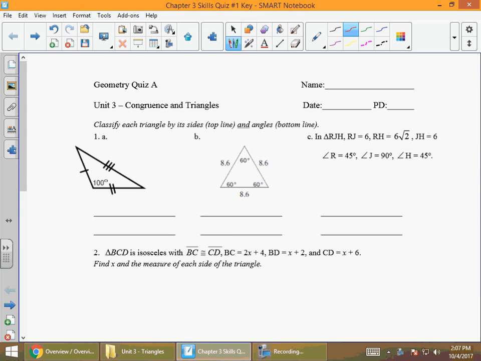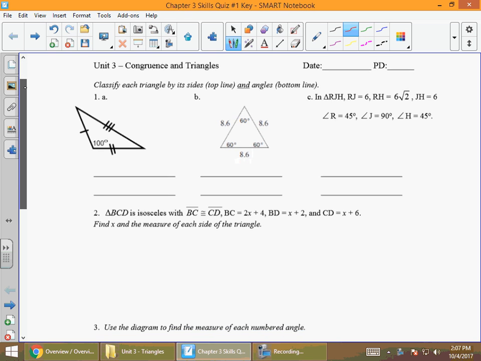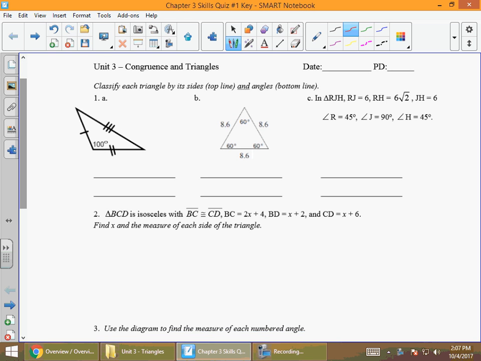I wanted to take a minute to go over the quiz that I handed back today with you, just so you have an idea of what the right answers are. That way, if you have any questions, you can come to me with some specific questions as you get yourself ready for a retake, if that's what you're after.